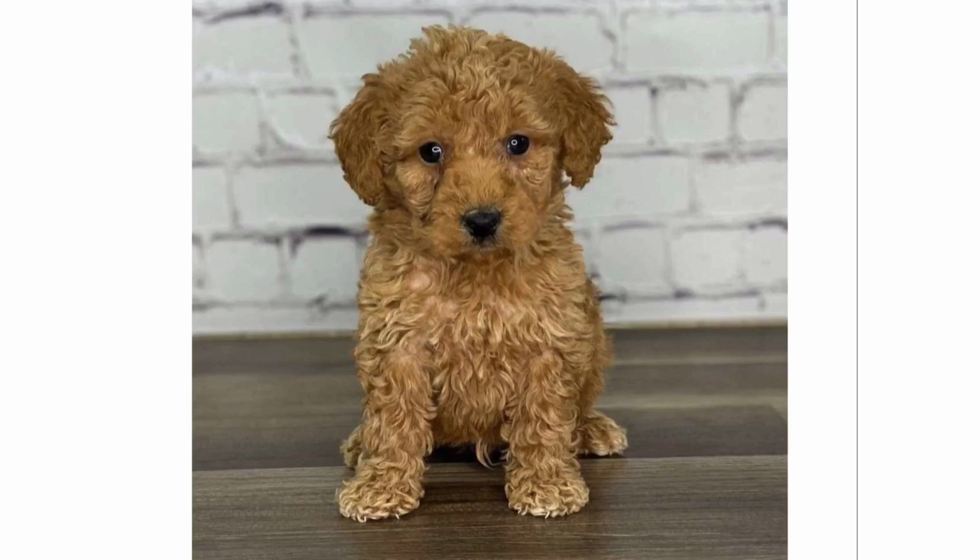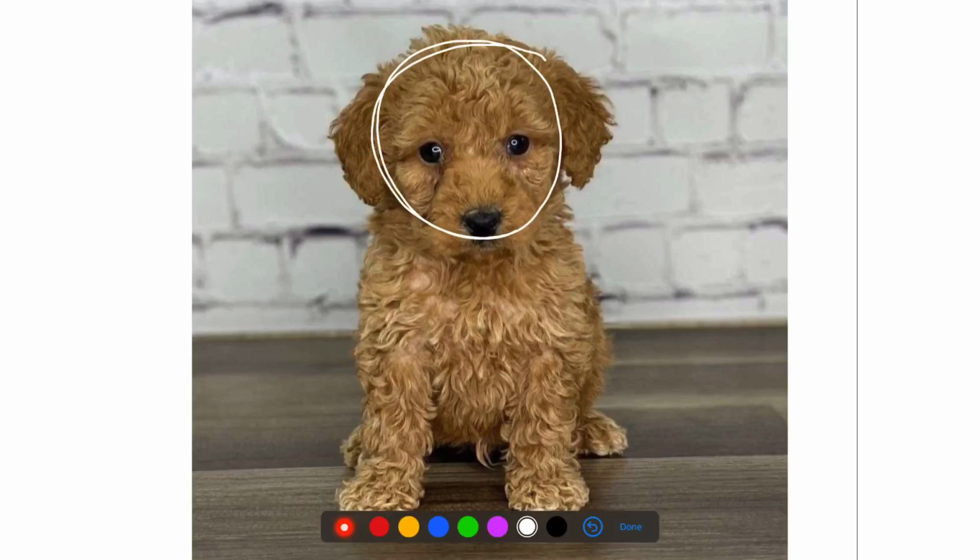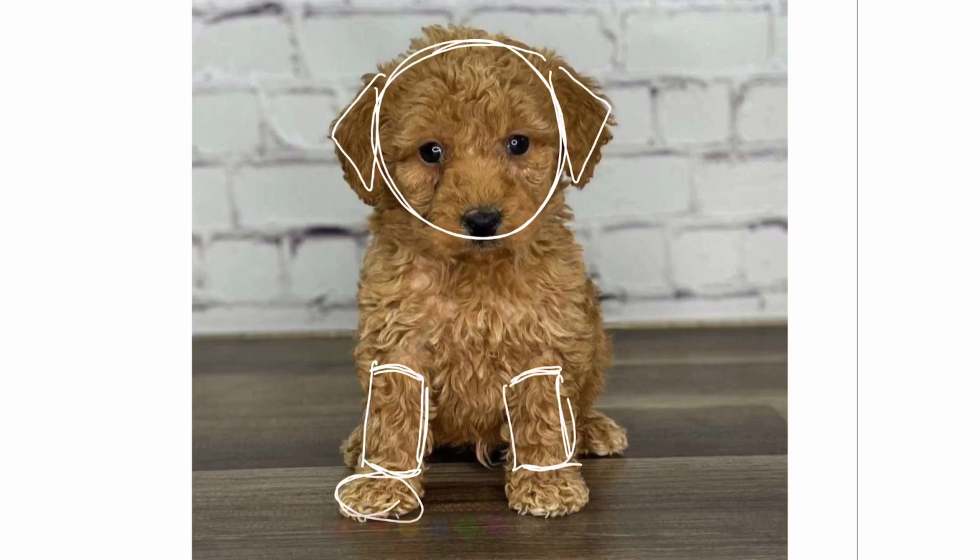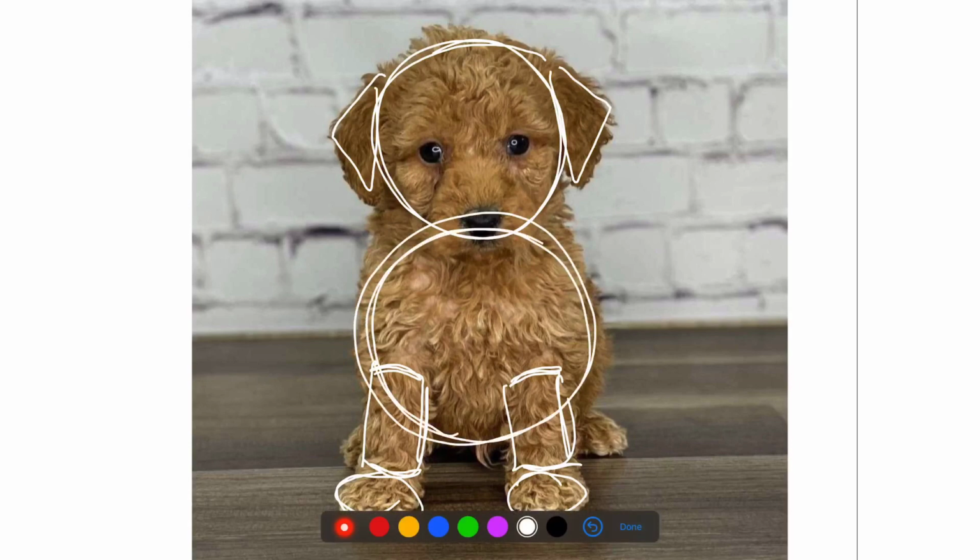And so if I was beginning to draw Gimli, first I would draw him as simple shapes. So for instance, his head would be a circle. His ears would be triangles. His cute little legs are like tall rectangles or cylinders. His feet are flattened ovals, and then his body would be a larger circle here.